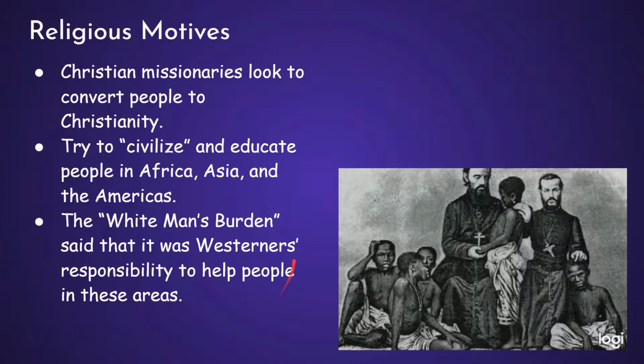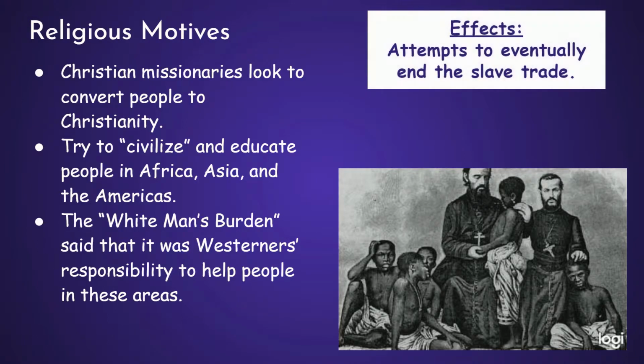And so there's a philosophy that most European countries are going to take on, and that is the idea of the white man's burden. It's the idea that Westerners have a responsibility to help these people in different areas. Now you may be wondering what the effects are, but the one that we see mostly is that there are attempts to eventually end slavery, or I shouldn't say slavery, the slave trade. And this actually occurs in the early 1800s in different European countries. So those are the three different motives.